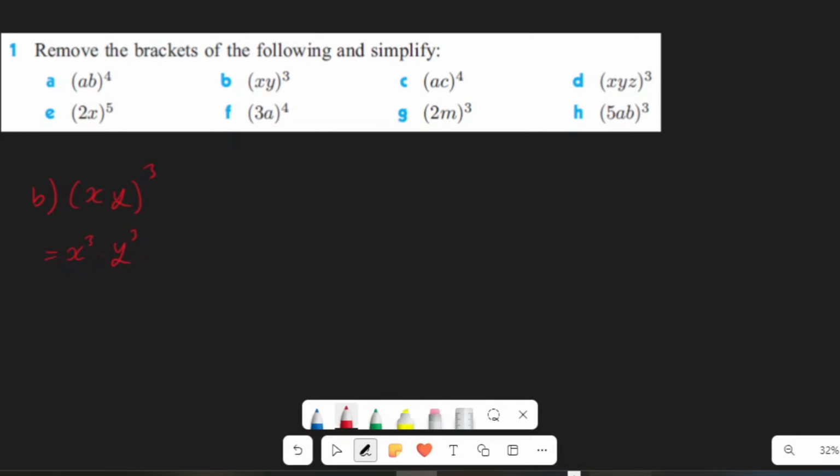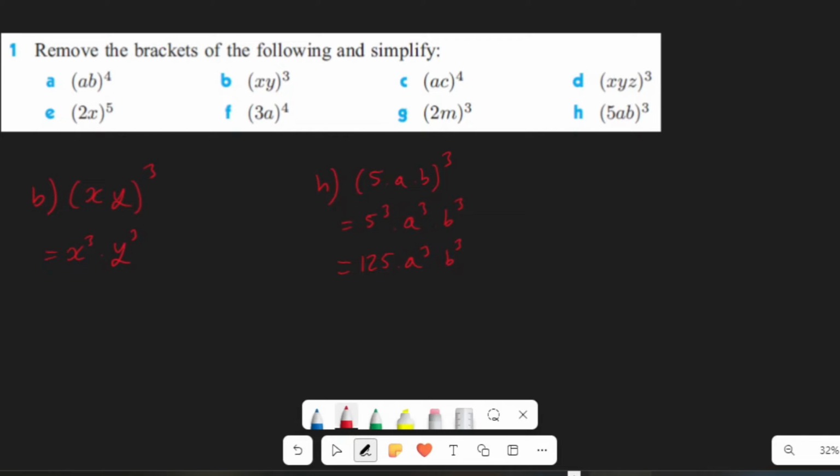Another example is h, where we have 5 multiplied by a multiplied by b all cubed. Expanding this, we get 5 cubed multiplied by a cubed multiplied by b cubed. So 5 cubed is 125 multiplied by a cubed multiplied by b cubed.